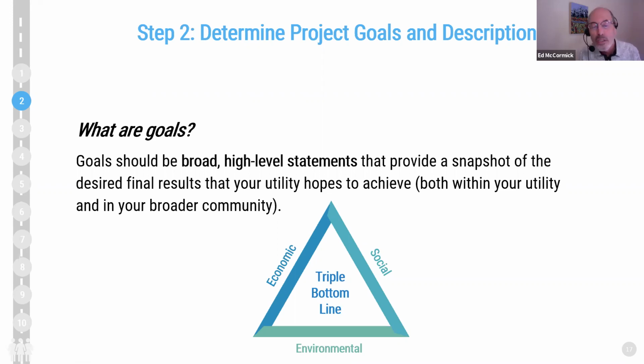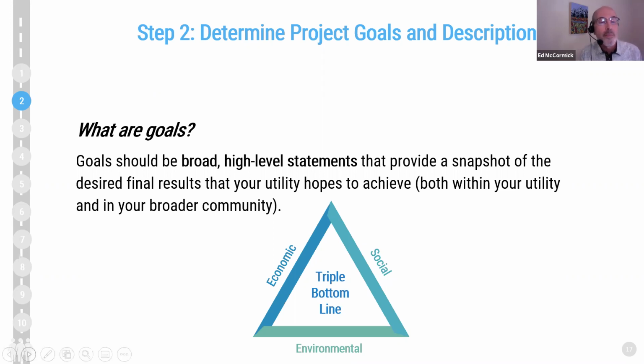So the next step, now that you get to the individual program or project, is determining the goals and their descriptions. Goals are very broad, high-level statements, and what they do is give you an outcome, or your desired final results that you hope to achieve. They're typically with the triple bottom line triangle, in either the economic, social, or environmental categories. Again, the triple bottom line. Some goals sometimes cut across. You may have objectives that provide multiple benefits across more than one of those categories.